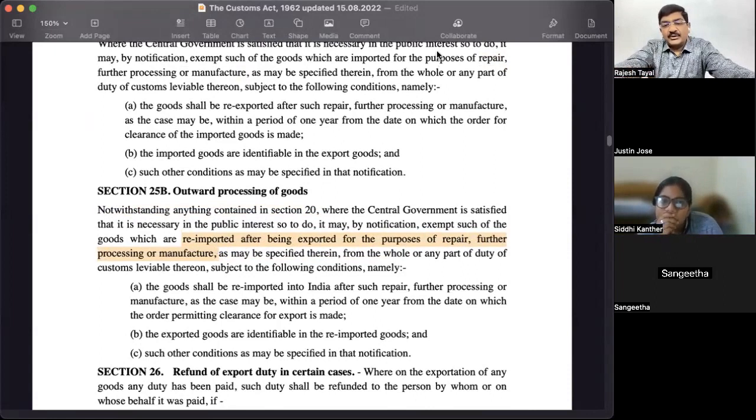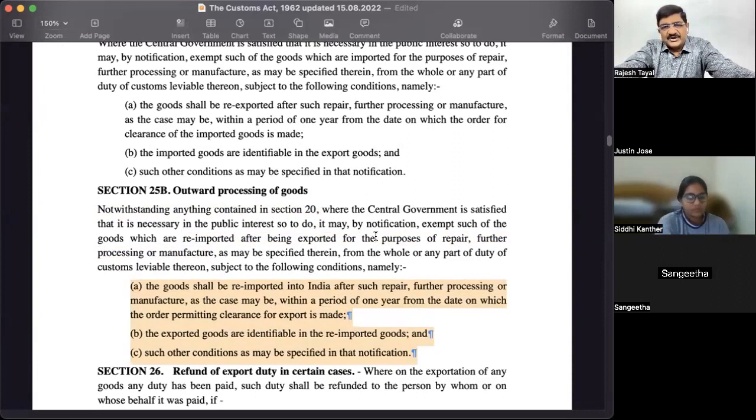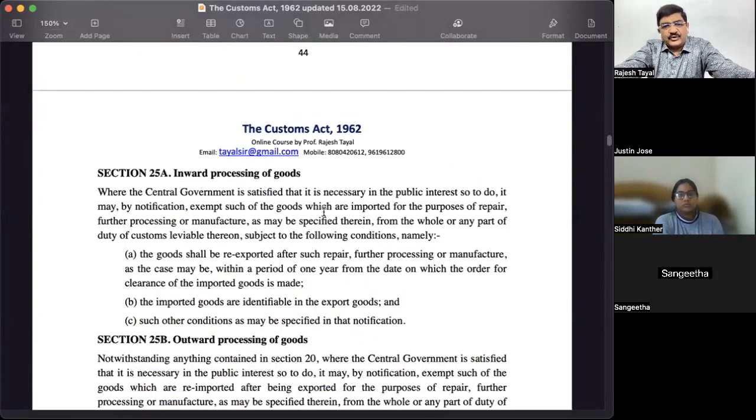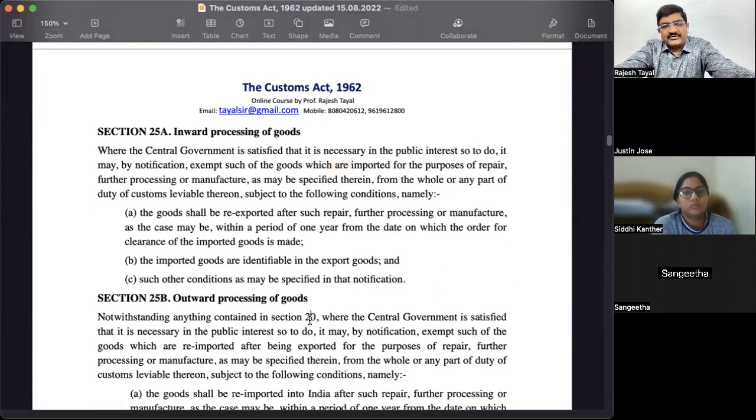In 25A, the goods are being imported for repairs or further processing or manufacture. And in 25B, the goods are being sent outside for repairs or processing or manufacture. Only thing is that duty is not payable under section 20 because the goods are sent for the purpose, and these conditions must be satisfied. The goods are brought back within a period of 1 year and the goods are identifiable. So these are common conditions. Right. So in this, we don't have section 20. In this, we have section 20.